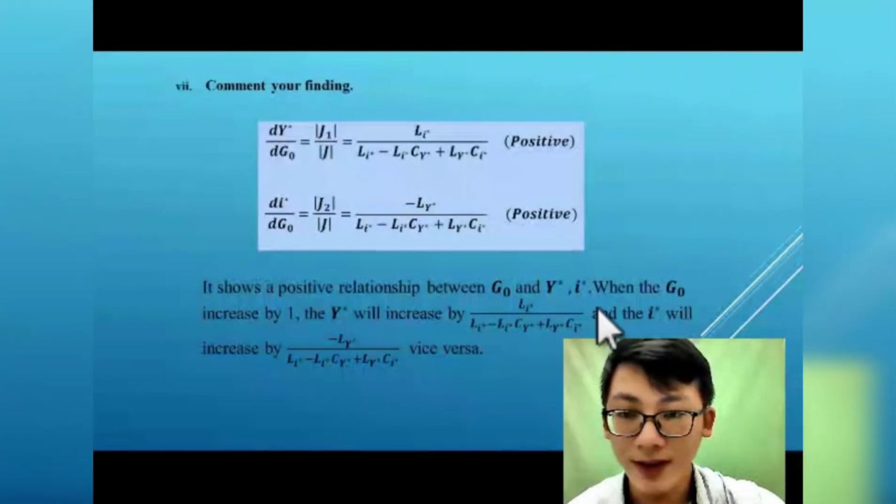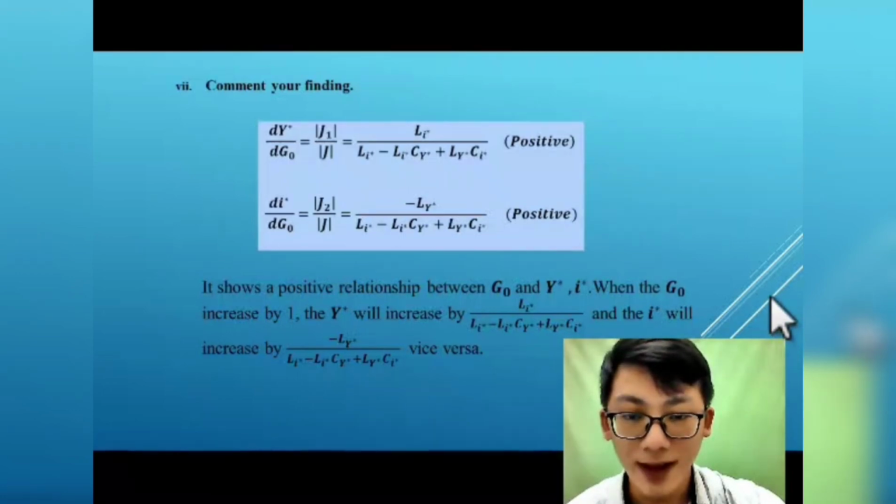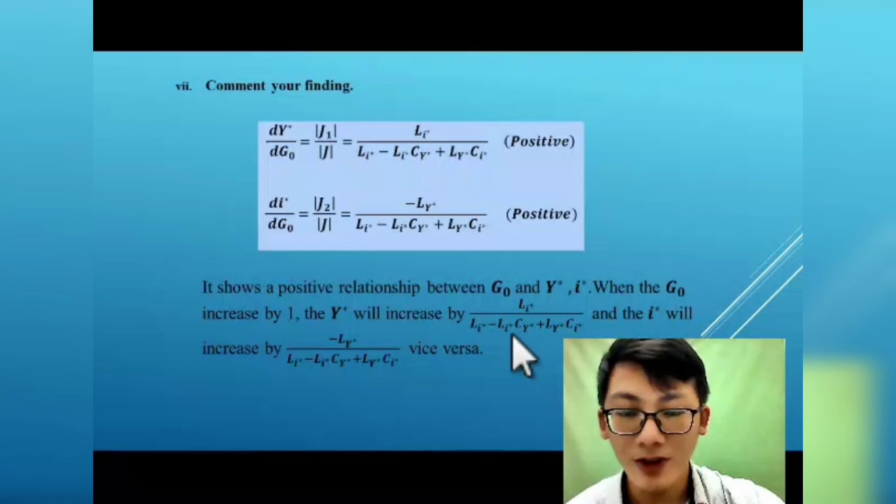Comment on your findings. Based on the answer in question 6, note that both of the answers are positive. So it shows the positive relationship between the G now and Y and I. When the G now increases by 1, the Y will increase by the answer, and then the I will increase by the answer, vice versa.